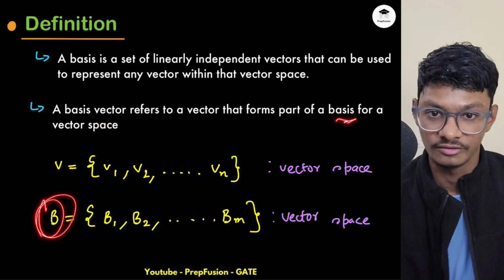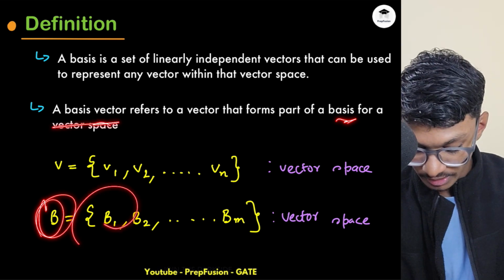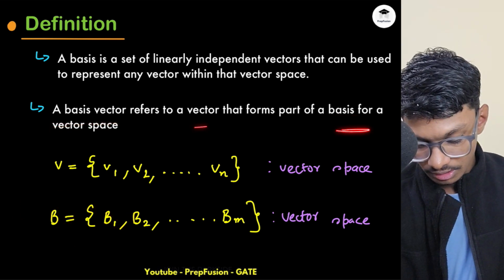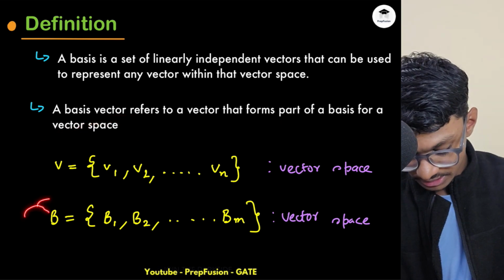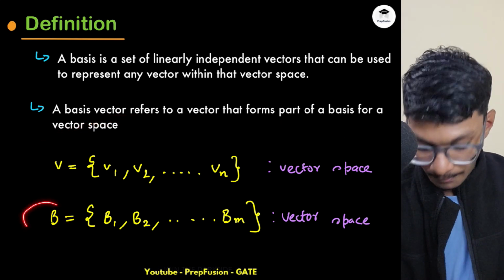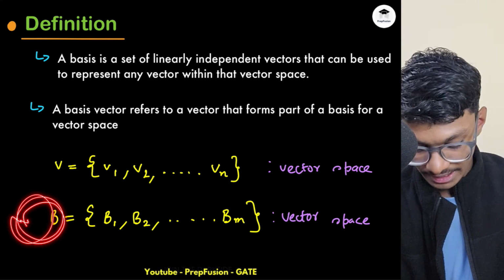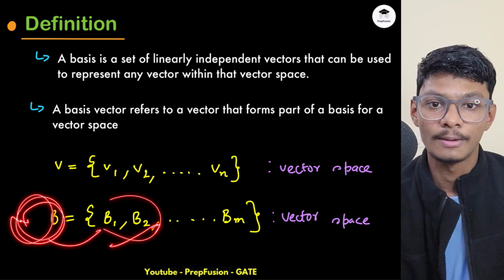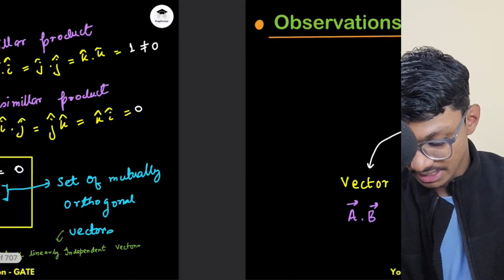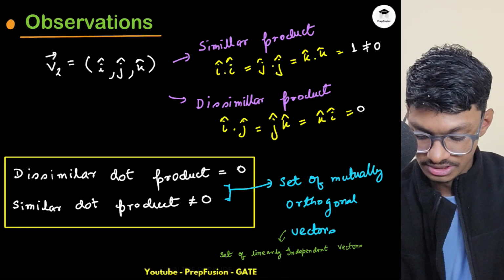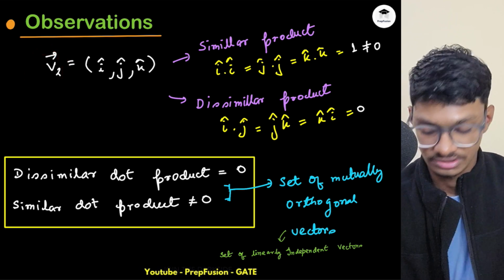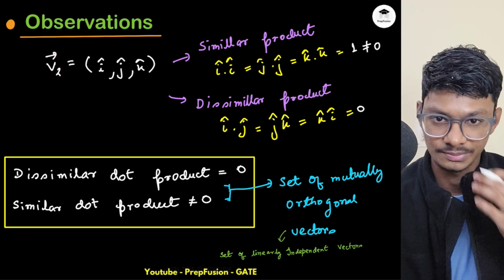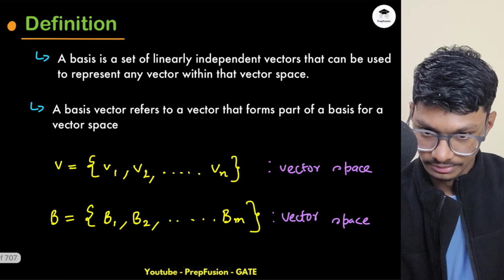This basis vector will be a part of this basis and will form a vector space. So this thing is the total basis vector space, and the individual vectors in it are known as basis vectors. Like this i cap is known as a basis vector, the j cap is known as a basis vector, and this whole thing, this v2, is known as the basis vector space. Okay, so I hope you got the point.